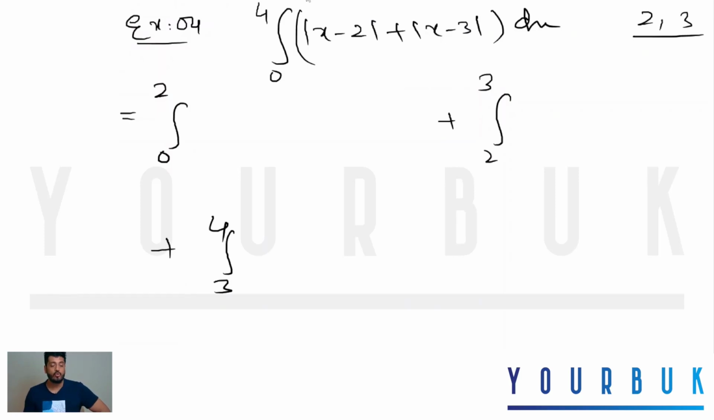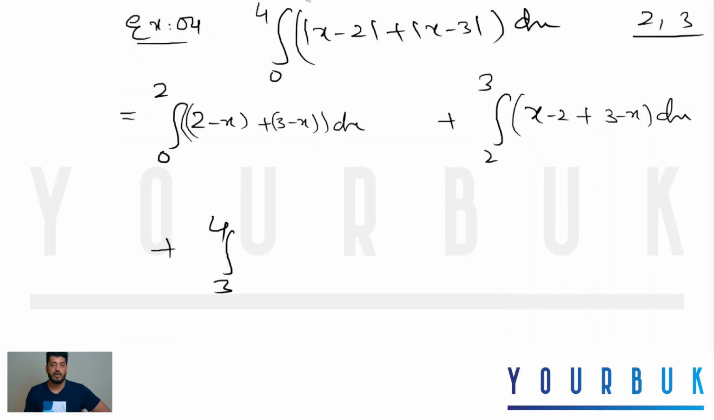Now when 0 to 2 means x is less than 2. When x is less than 2, by default it is less than 3 also. So this comes out to be 2 minus x plus 3 minus x, okay, I hope this step is clear, dx. 2 to 3 means x is bigger than 2 and smaller than 3. So this will be x minus 2, but this will be 3 minus x. I hope this step is clear.